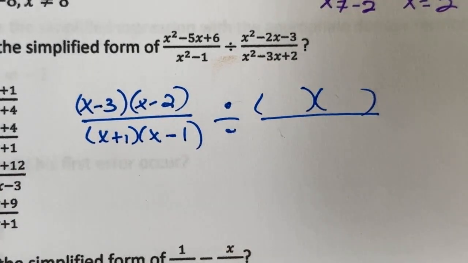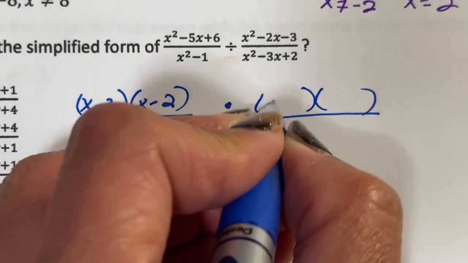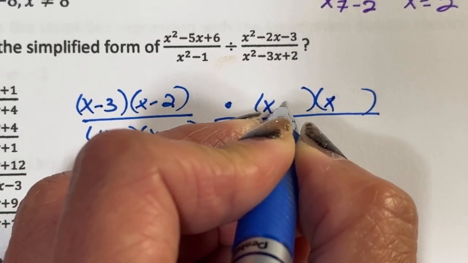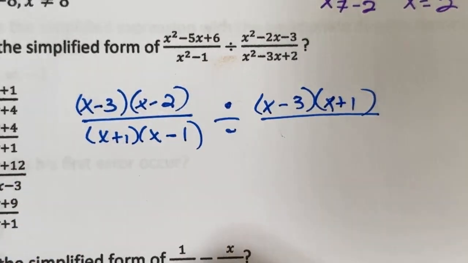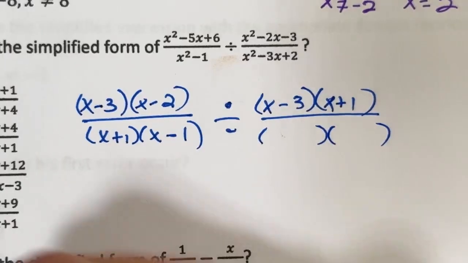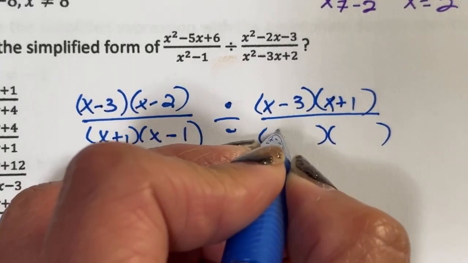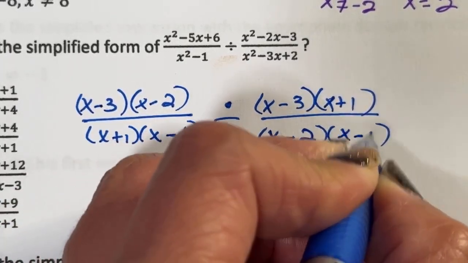X squared minus 2x minus 3. Let's see, 2 numbers that multiply to negative 3 add up to negative 2. So minus 3 plus 1. And then 2 numbers that multiply to 2 but add up to negative 3. That's got to be a minus 2 minus 1.